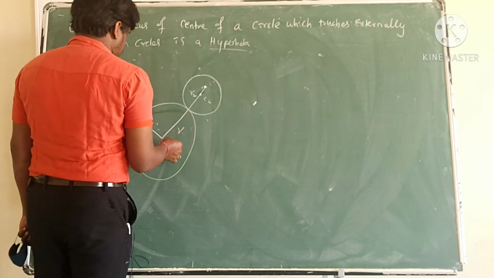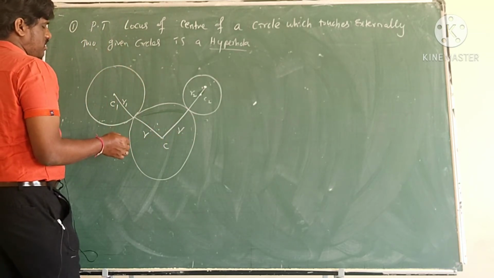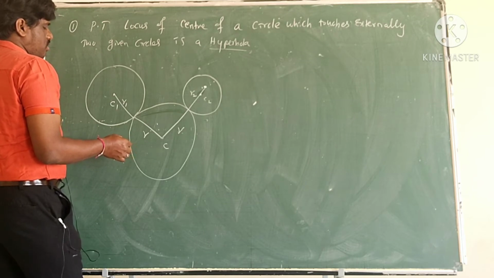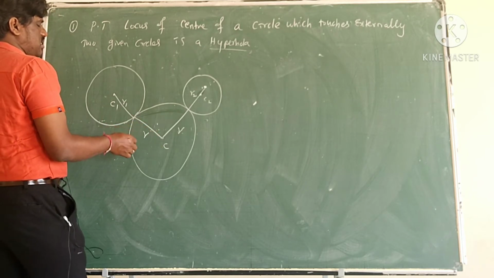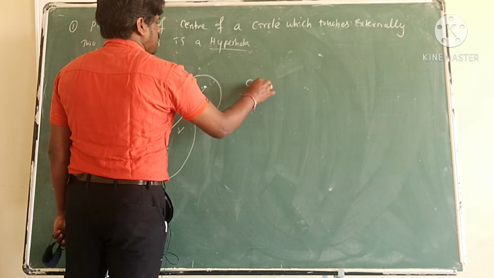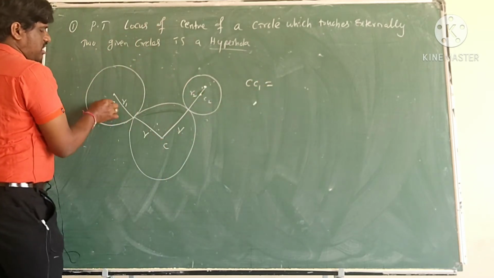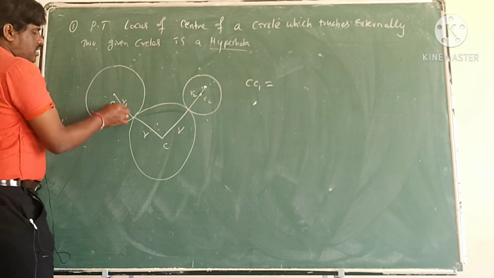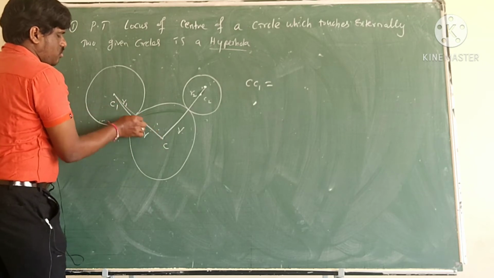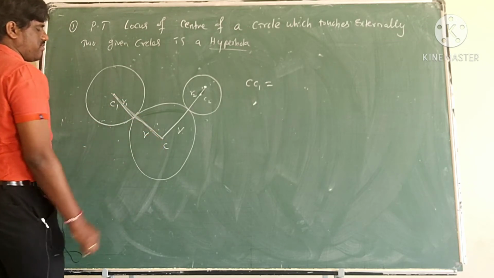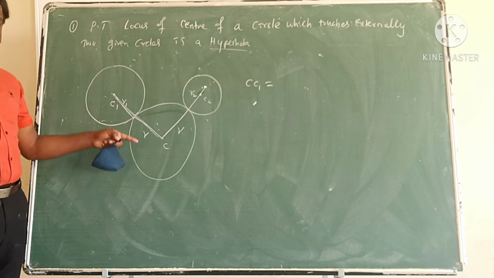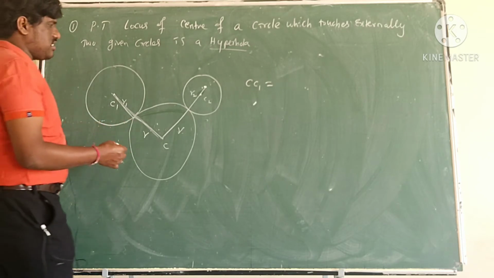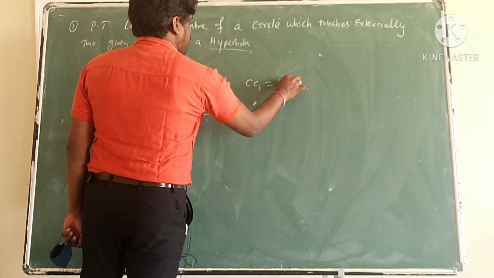C1. What is the length of C1? The distance between the centers of these two circles. This is R1, this is R. So what can I write for C1? C1 is R plus R1.